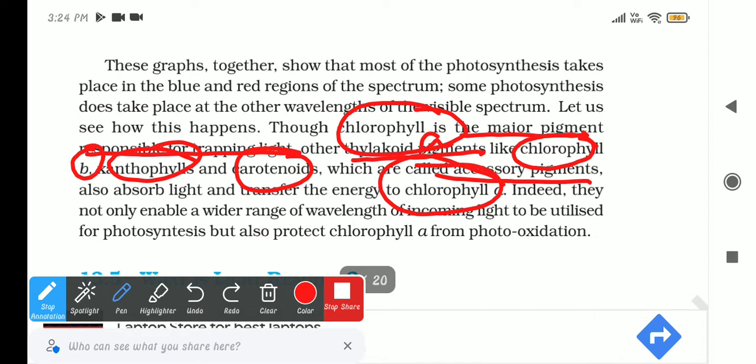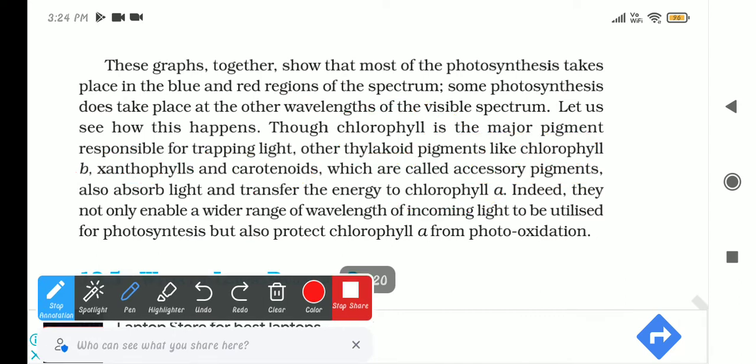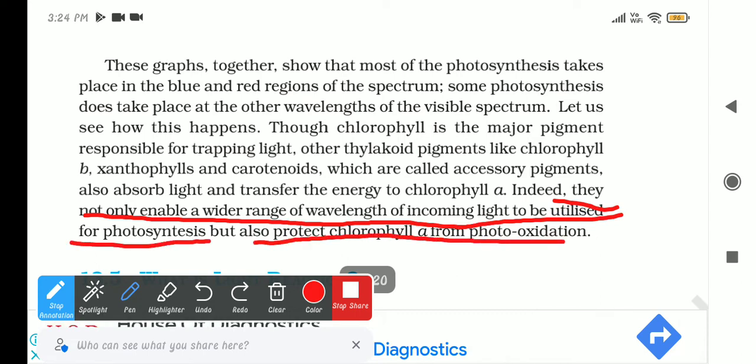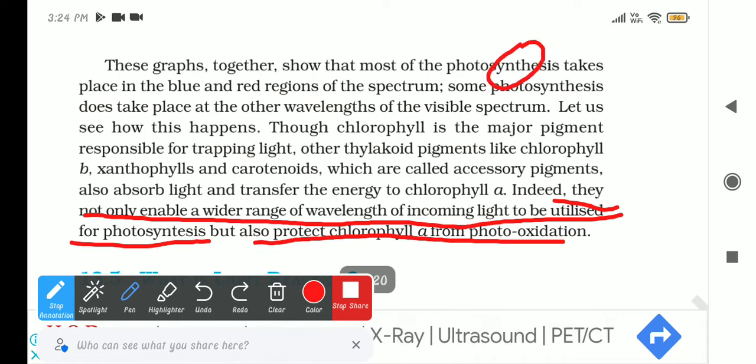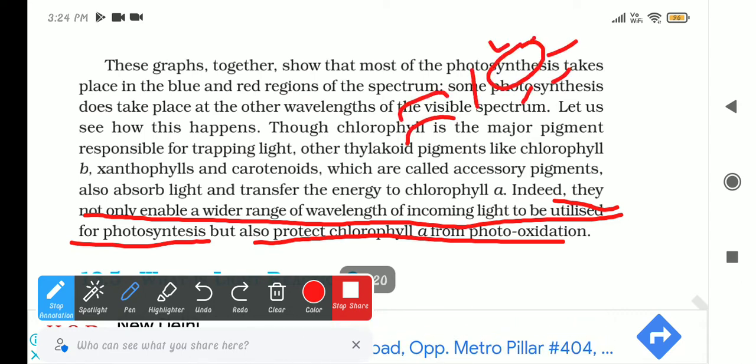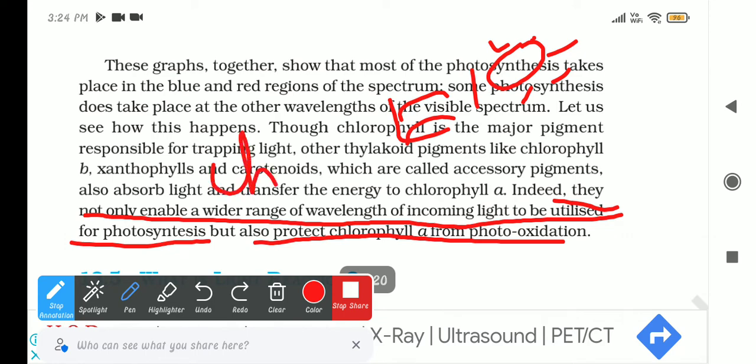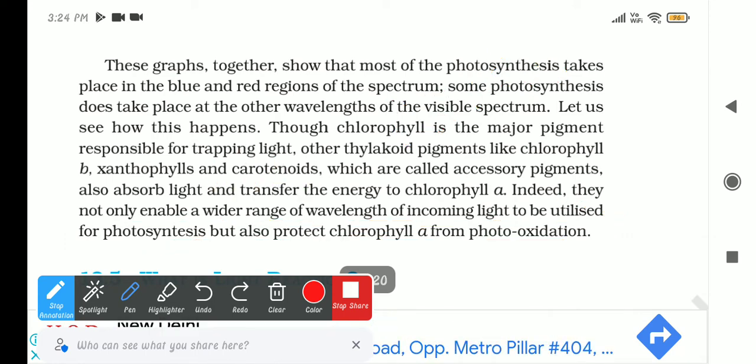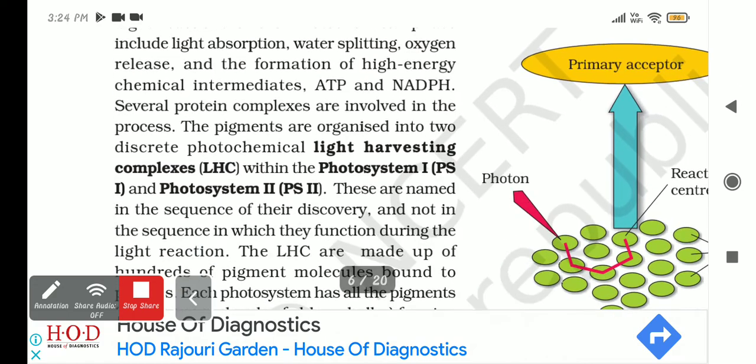A very important role of them is written here. They not only enable a wider range of wavelengths of incoming light to be utilized for photosynthesis, but also protect chlorophyll A from photooxidation. Because photosynthesis is going on, there could be a chance that chlorophyll A will get oxidized by the sunlight, so they protect it from that also.